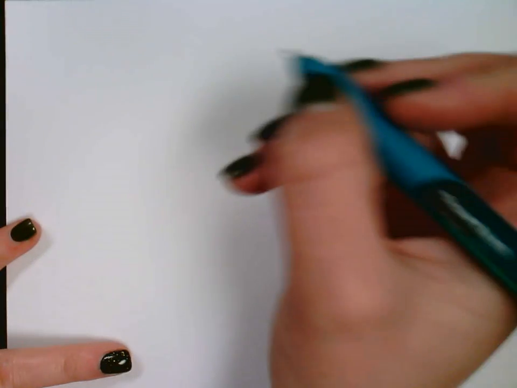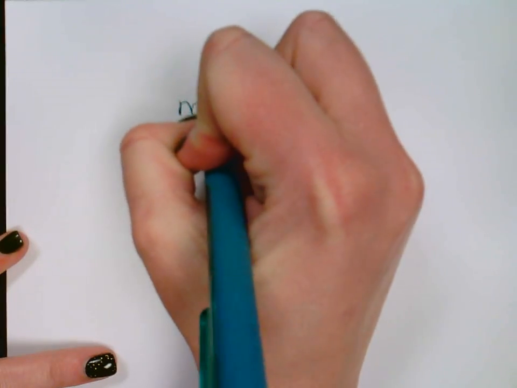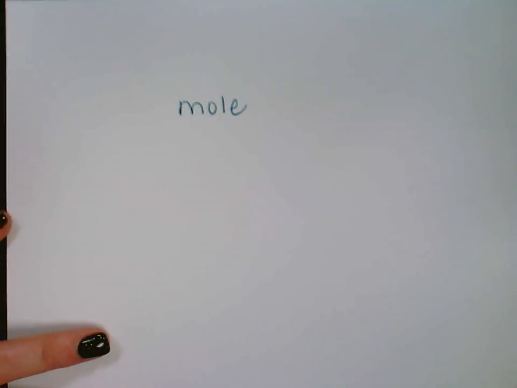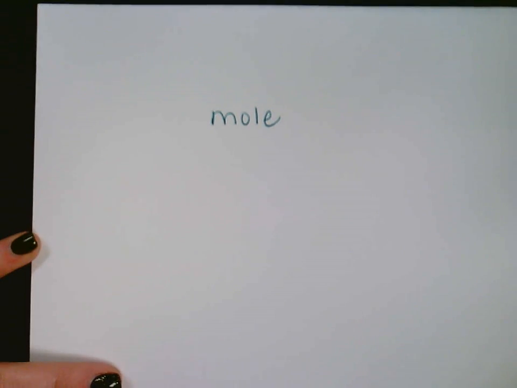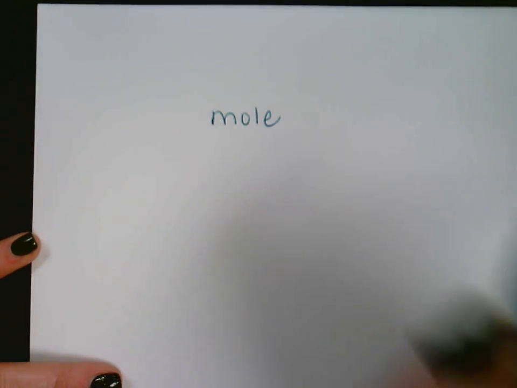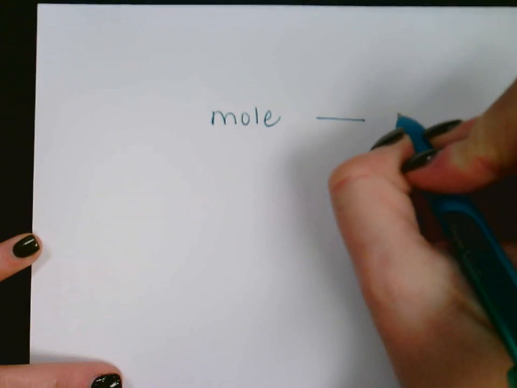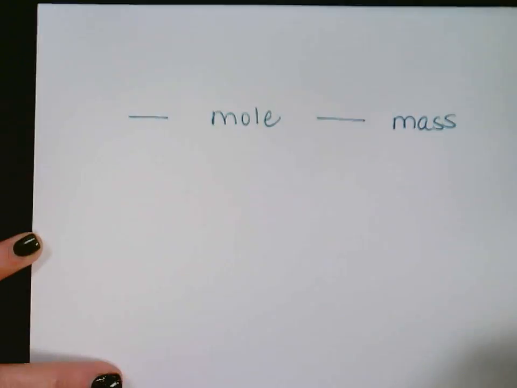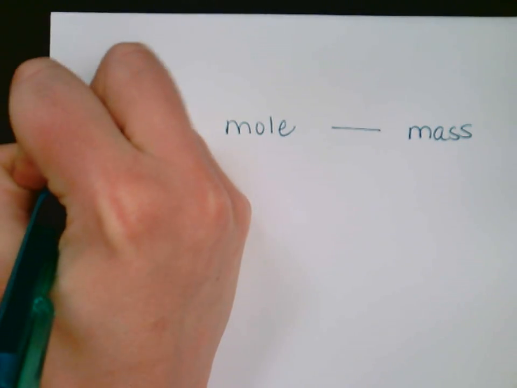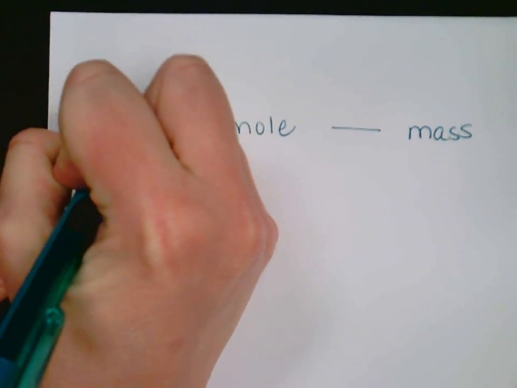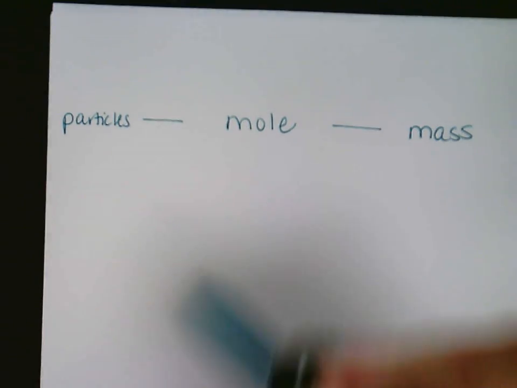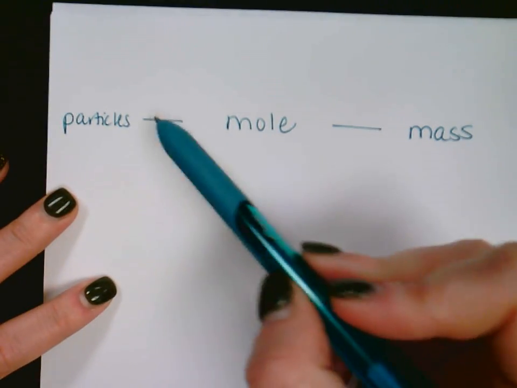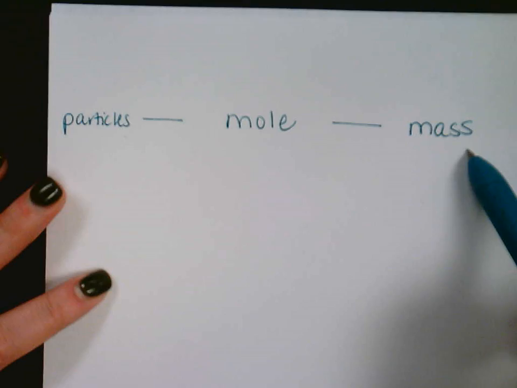It's a great idea. So we're going to start by playing what I call monkey in the middle, except instead of playing monkey in the middle, we're going to play mole in the middle. So on the center of your paper, you're going to write the word mole. And the mole is always going to have to stay in the middle of, over here, we're going to have the mass. And over here, we're going to have the particles. Okay, so the mole has got to stay in the middle of the particles, which are over here, and the mass, which is over here.